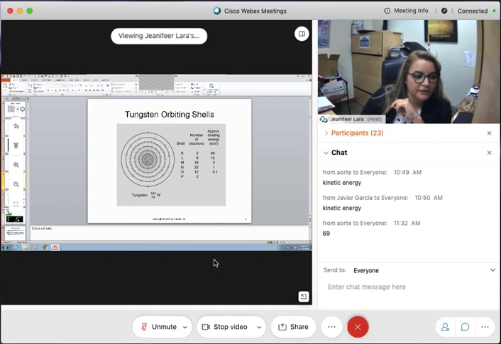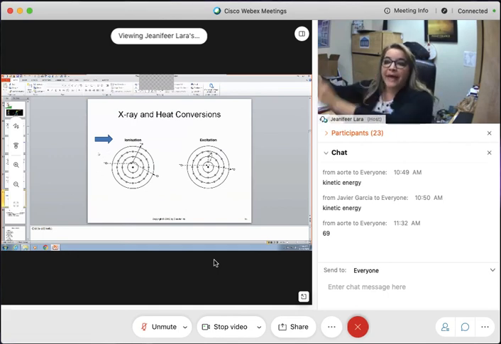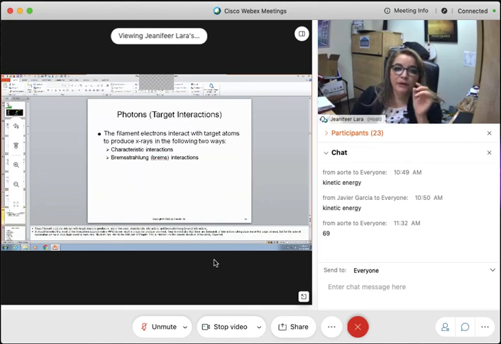Do I have any questions about that? We all understand what ionization is. We all understand that the incident electron is the one that is actually colliding or interacting with the target atoms. These incident electrons are called filament electrons because that's where they originated, from the filament. Make sense? Good. So we're going to talk about the two types of X-rays that can be produced.